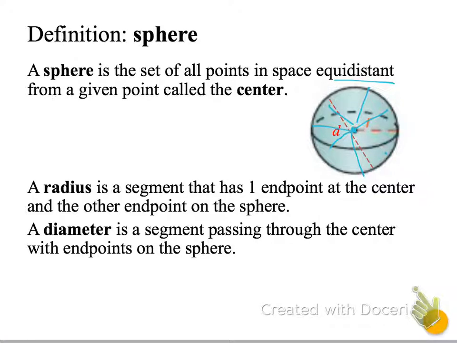A radius is a segment that has one endpoint at the center and the other endpoint on the sphere, so kind of like our circles that we did. A diameter goes all the way across and it goes to the center and is a straight line.